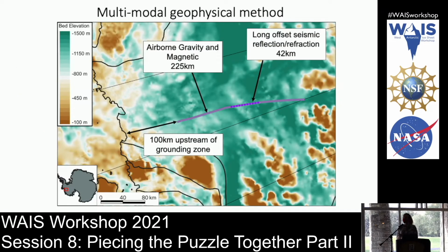So to investigate these upper crustal structures on Thwaites, we're using a multimodal geophysical method to reduce the non-uniqueness in each of the individual methods. So we have long offset seismic reflection/refraction over this 42-kilometer section, and that data was collected in the 2008-2009 field season, and that's actually the location of the seismic acoustic impedance measurements that I showed you in the second slide. So we already know the distribution of bed types in that location. And then we've extended the model to a full 225 kilometers using airborne gravity and magnetic data.